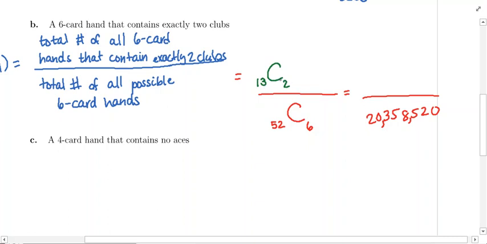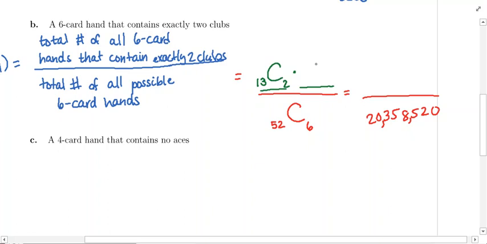Now, you're not done because you've only accounted for 2 of your cards. It is a 6 card hand, so you're going to have to account for the remaining 4. Remember, this was kind of like doing fill in the blank. You had the blank for the clubs condition, and now you're going to have a separate blank for the remaining 4 cards. So in the numerator, you're doing the multiplication principle.